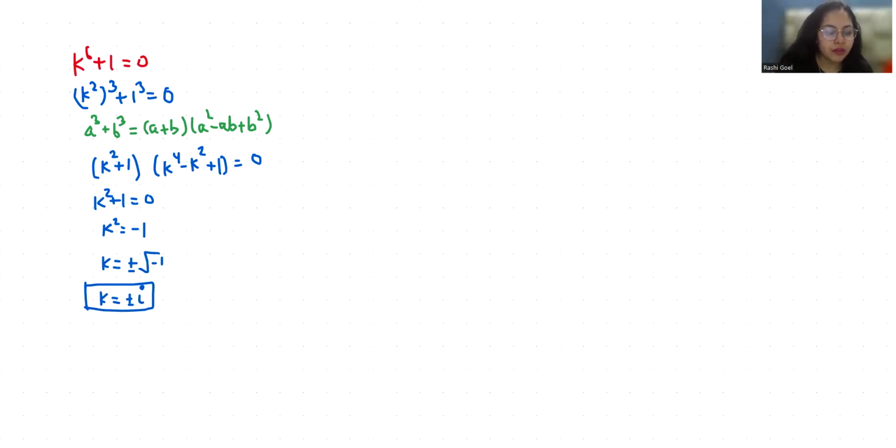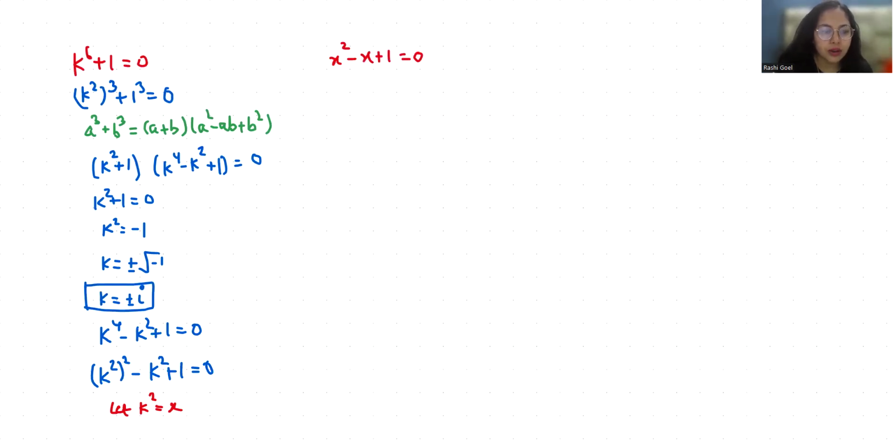Now this k power 4 minus k square plus 1 is equals to 0. This k power 4, I can write it as k square whole square minus k square plus 1 is equals to 0. So let k square is equals to x. So it becomes x square minus x plus 1 is equals to 0. Now I'm using quadratic formula. So x is equals to minus b plus minus square root b square minus 4ac by 2a.